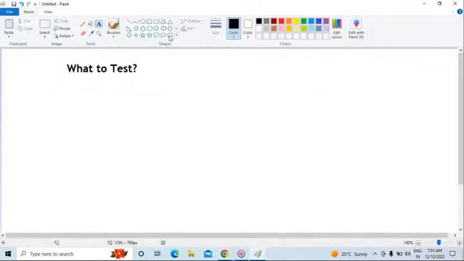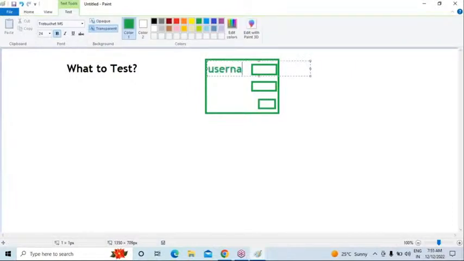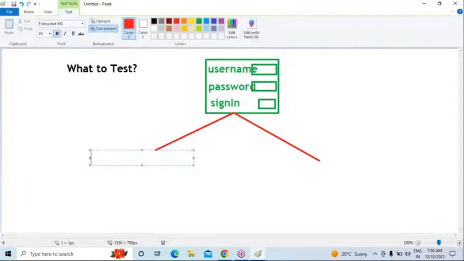Now, for example, consider Gmail. You are familiar with Gmail, right? Coming to this Gmail, username, password, and the sign in. Coming to this, what to test? So basically, with the email, what exactly do we have to test? In testing terminology, I'm going to call it the functionalities and non-functionalities.